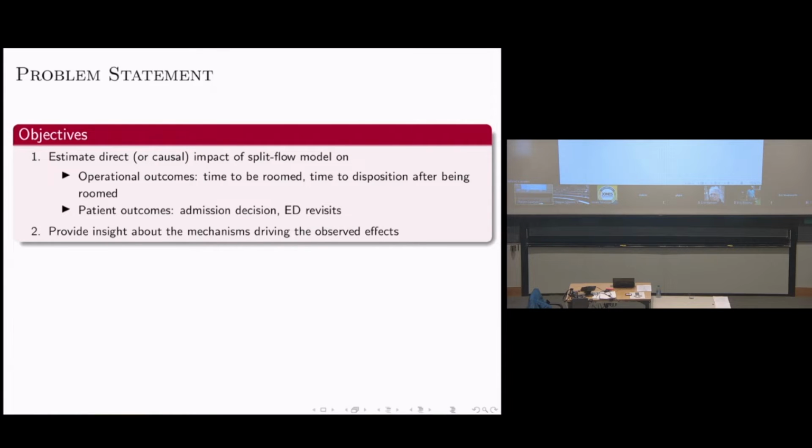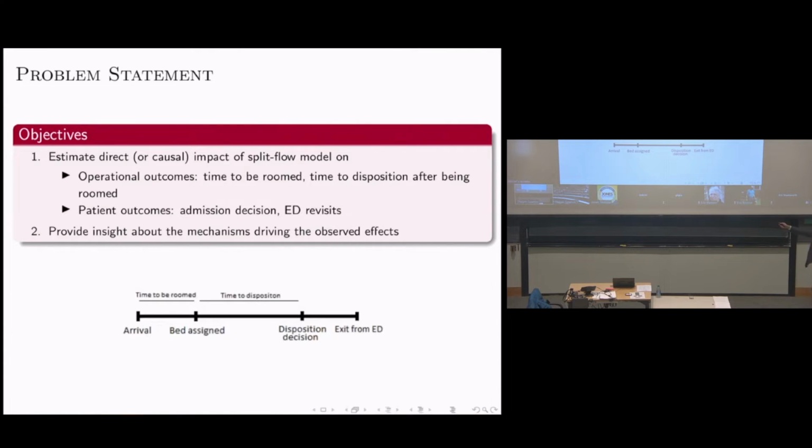So what are the outcomes that we're going to focus on? There's two sets. One's operational outcomes. The other one is patient outcomes. For the operational outcomes, I'm going to focus on time to be roomed. That's the time from when the patient arrives to when they get assigned either to a traditional bed or to a space or room in the vertical area, the fast track area. The second one is time to disposition, which is the time from when the bed is assigned to when the disposition decision is made. Those are my operational outcomes, and of course this is time, so it's a continuous variable. Does that make sense?